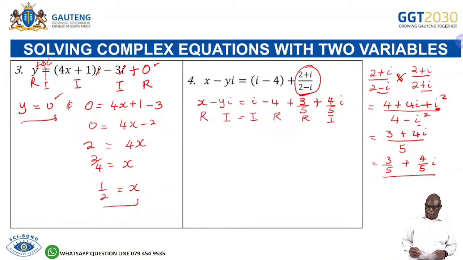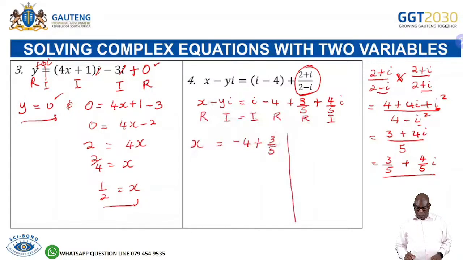Imaginaries together, real together. So on my left hand side, I have an x as real. Any real now here? Nothing. So on the right hand side, I've got my real, which is -4, my real, which is 3/5. I'm done with my real part. Now on the imaginary, I have -y equals 2. This is 1, remember? It's 1. The other one is +4/5. Don't put an i, please. So this is done. That is also done.